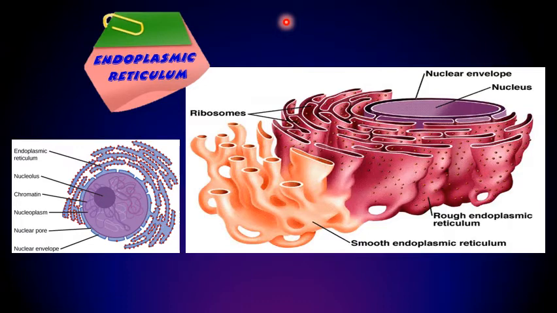The function of the rough endoplasmic reticulum is to pack and transport proteins synthesized by ribosomes that attach to it. The function of smooth endoplasmic reticulum is as a site of lipid synthesis, involved in carbohydrate metabolism, and it also detoxifies drugs and poisons.